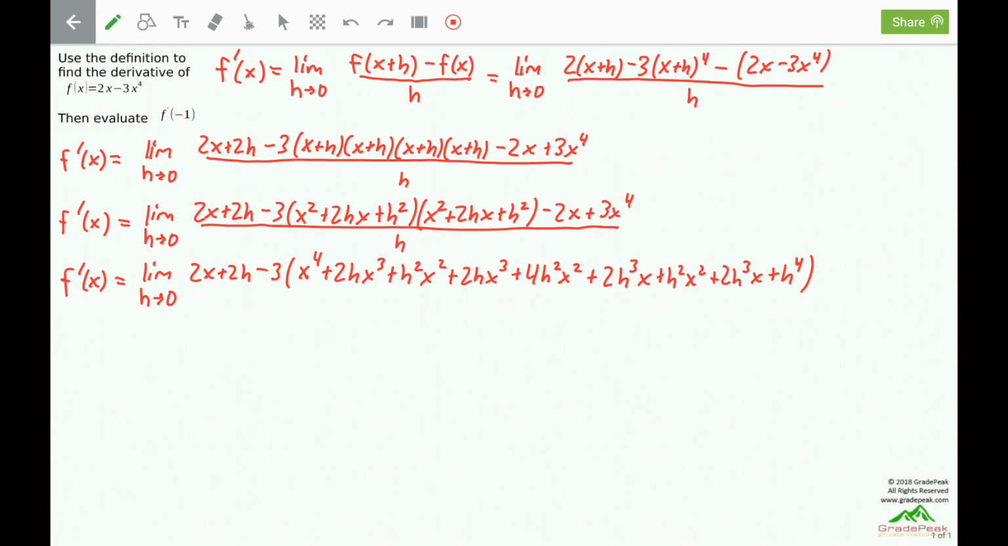We have a negative 3 that will distribute into all of those. And then we have the negative 2x and the positive 3x to the fourth. All of this is divided by h.